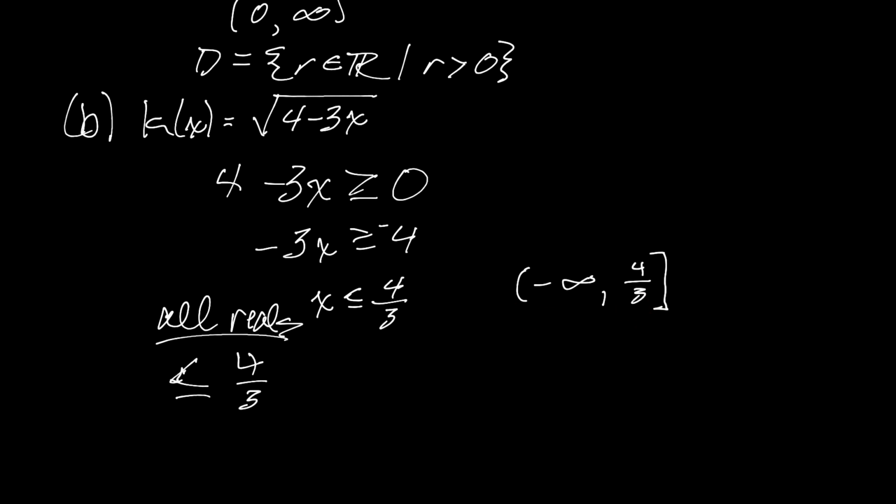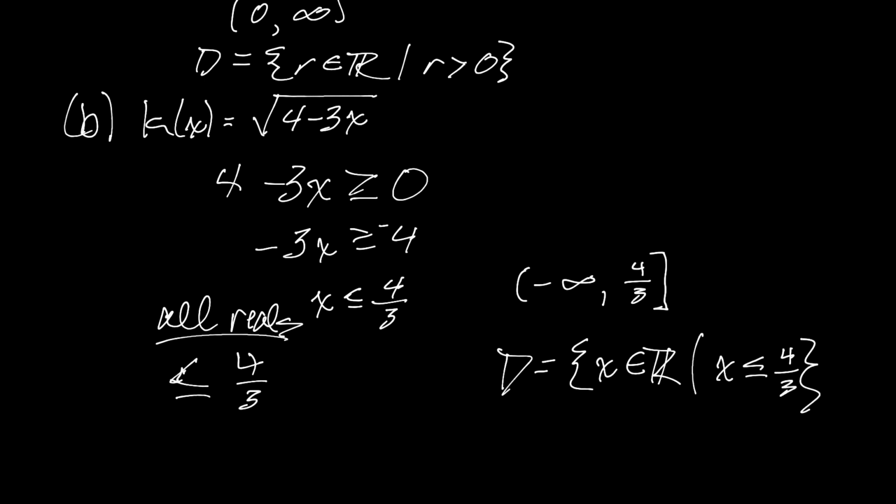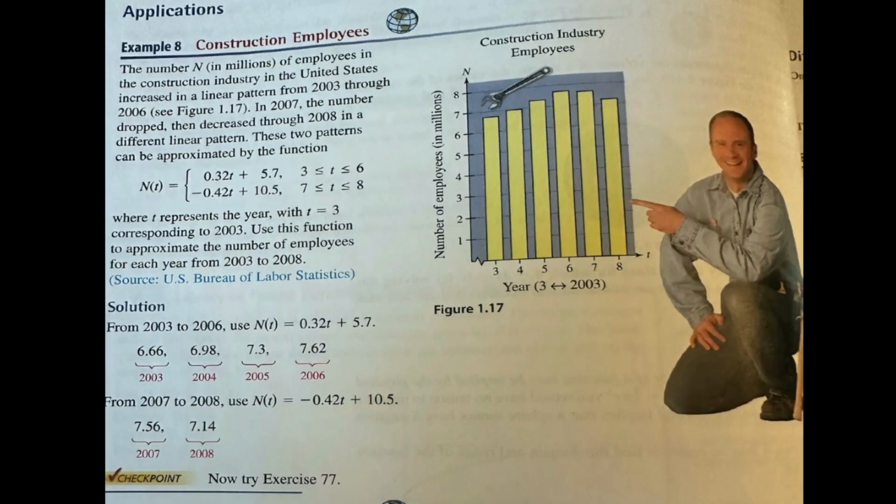Or you could do set notation. So just again showing you all of these so that you can do whichever one is being asked for: x such that x is less than or equal to 4/3. So 3 different ways to show those domains. All right, let's move on to number 7.